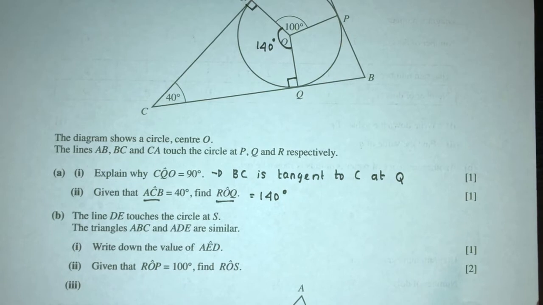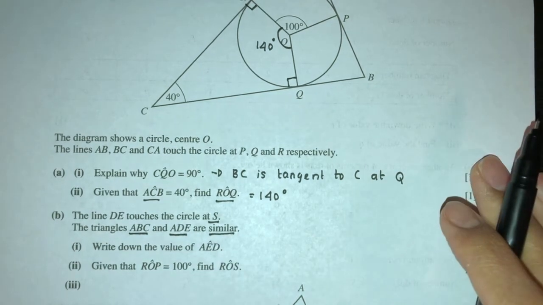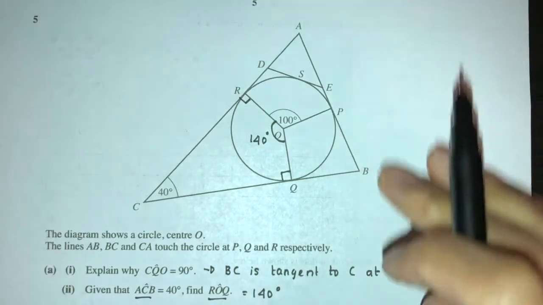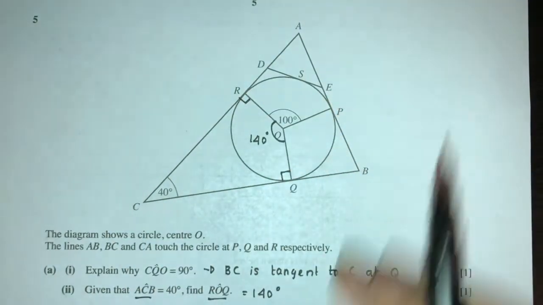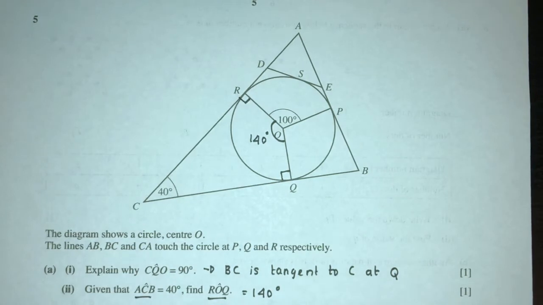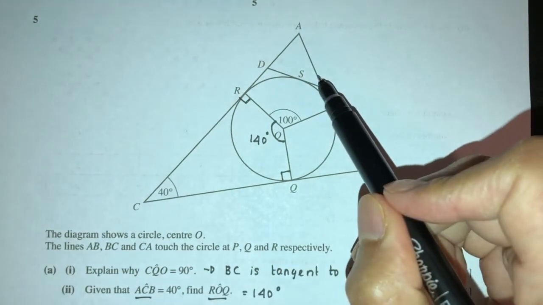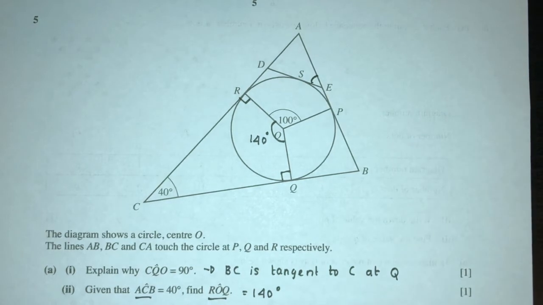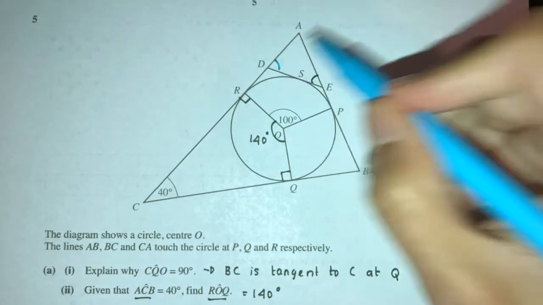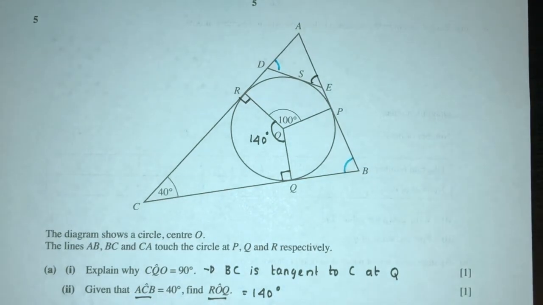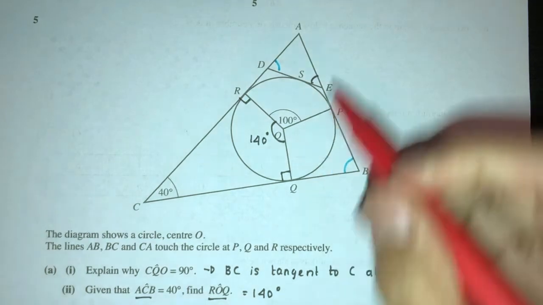Now part B, we have the line DE touches the circle at S. Okay, now we know something here: the triangles ABC and ADE are similar. That is given to us. So where's triangle ABC? ABC and ADE are similar. That is good to know. Now this side will be corresponding to this side, and this side will be corresponding to this side. And this is the same for both, right? If you can see A, they both have the angle A. Okay.